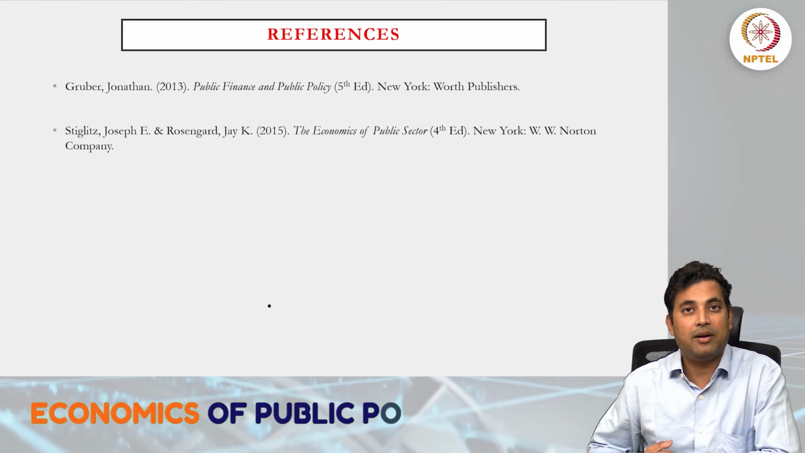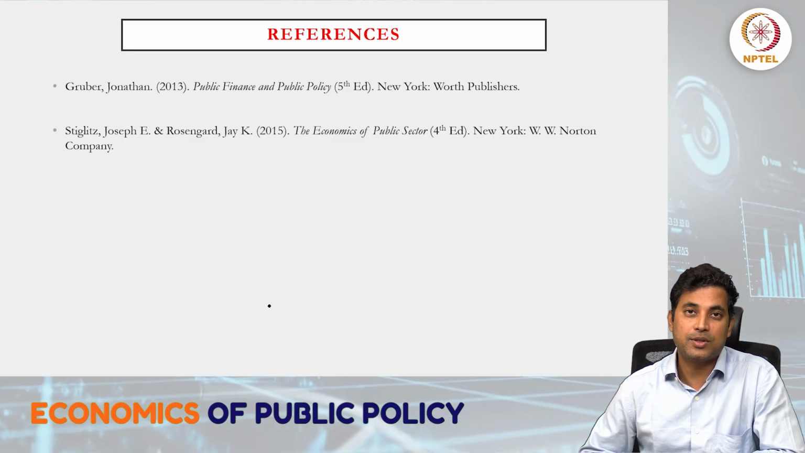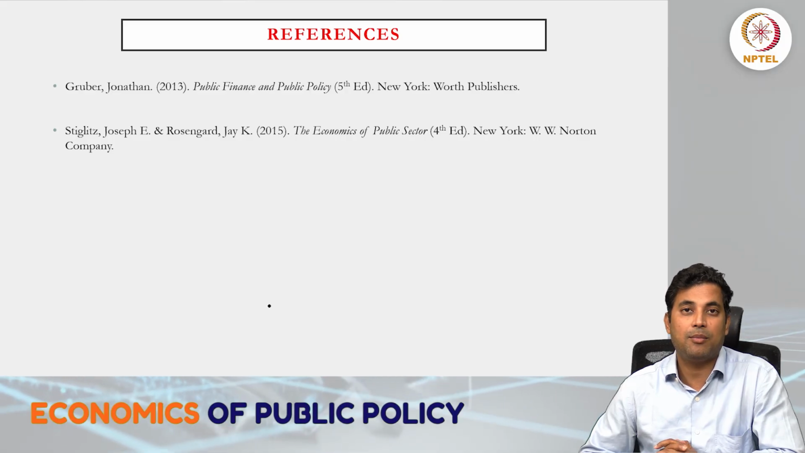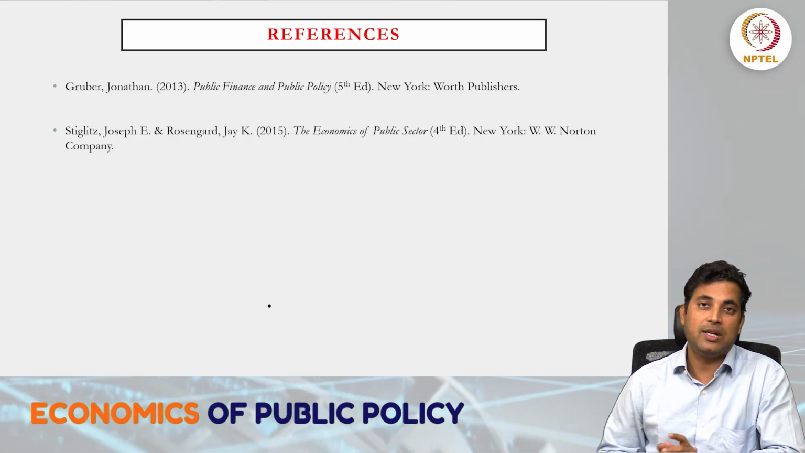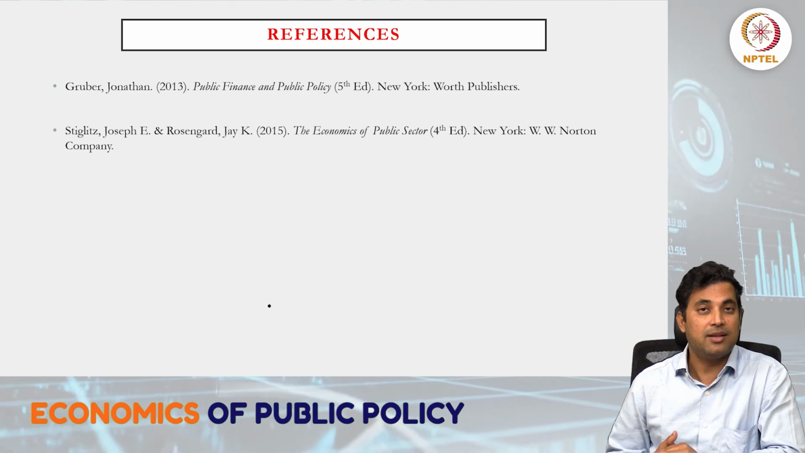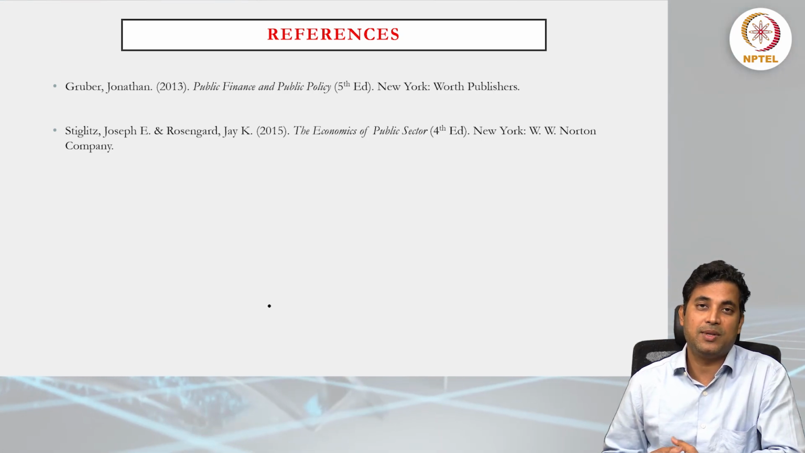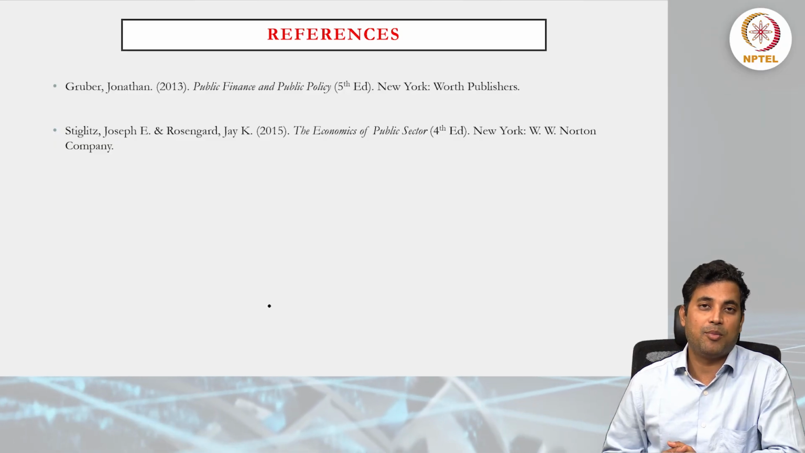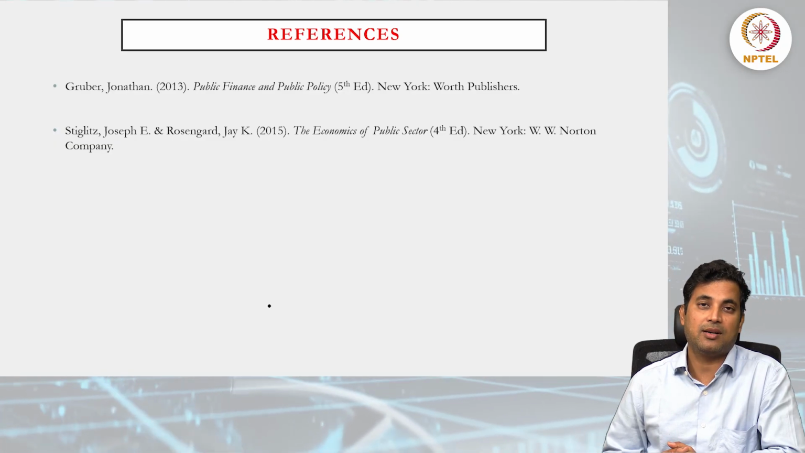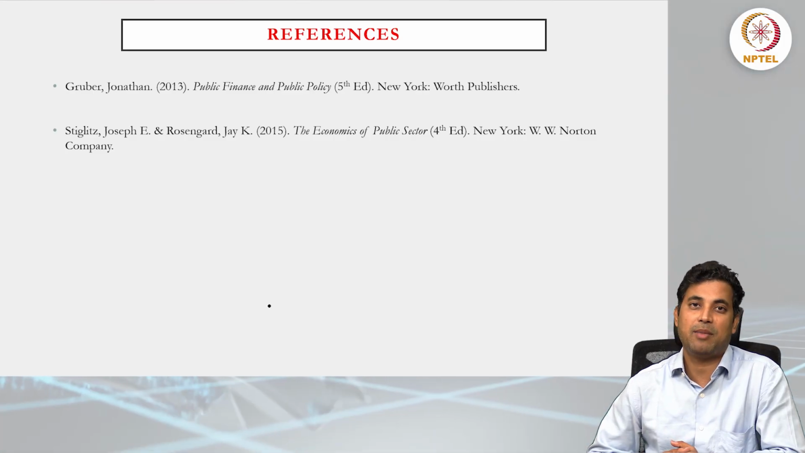So I stop here. For this lecture I have used two books, one by Jonathan Gruber and the other by Joseph Stiglitz. I have used selected chapters, so you are recommended to study these two books and make a note of these very important points of market failure that come out of externality. Thank you very much for your attention, and I'll see you in my next lecture.